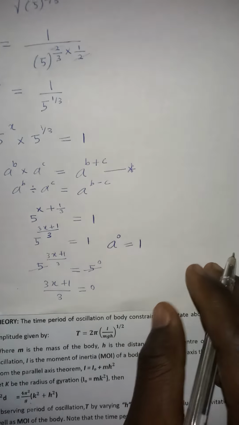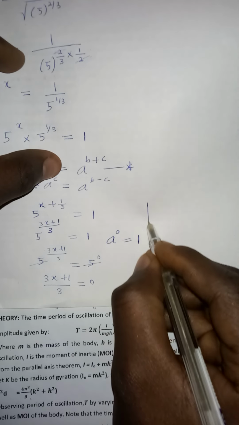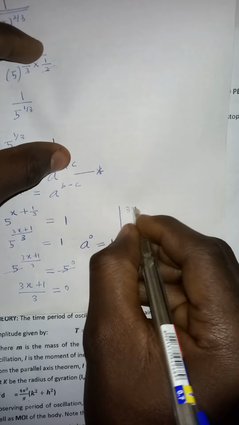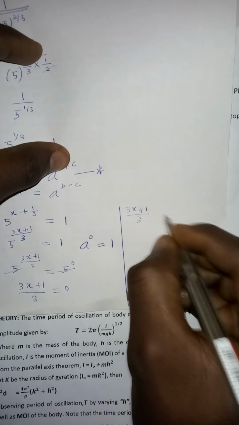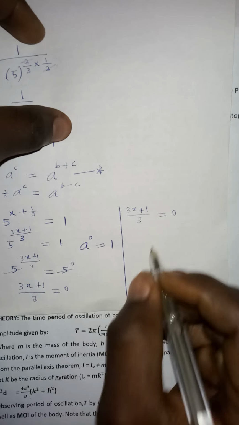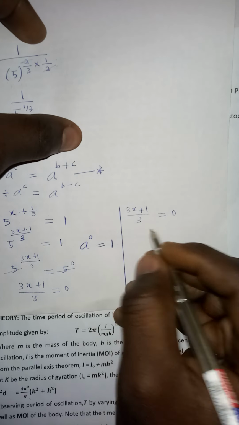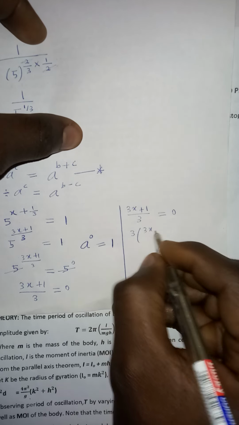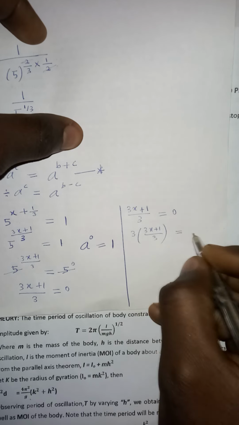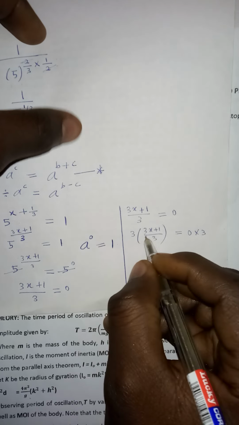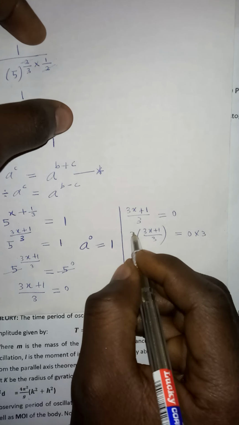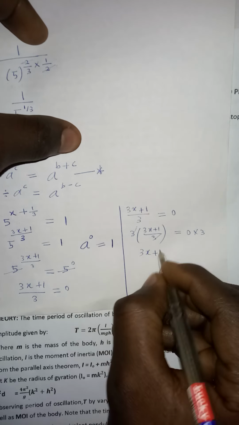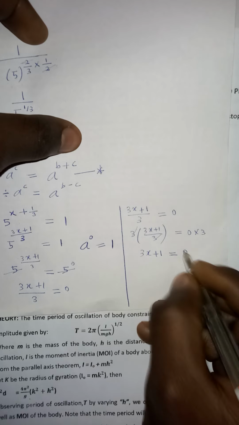Let me just finish it up here. We are left with 3x plus 1 over 3 equals 0. This is just basic. We can multiply both sides by 3. When we multiply this side by 3, the 3 in the numerator and the 3 in the denominator cancel each other. We are left with 3x plus 1 equal to 0 times 3, which is 0.